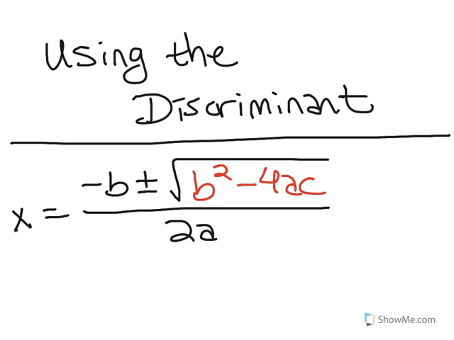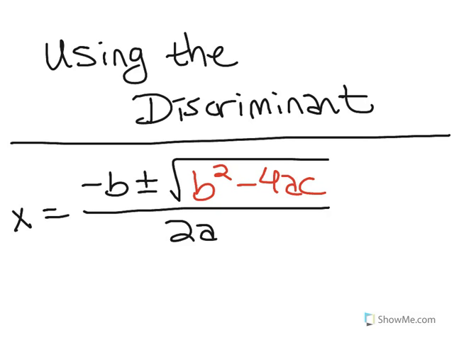This ShowMe is about how to use the discriminant to draw conclusions about how many answers there will be to a quadratic equation, or how many times the graph of a quadratic function will make contact with the x-axis. The discriminant is the part of this formula that's written in red, b squared minus 4ac.